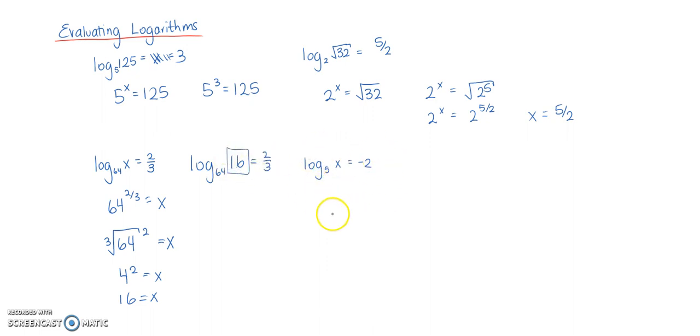Same idea here. 5 to the negative 2 is equal to x. When we have a negative exponent, it's the same as 1 over 5 squared, which would be 1 over 25 is equal to x.